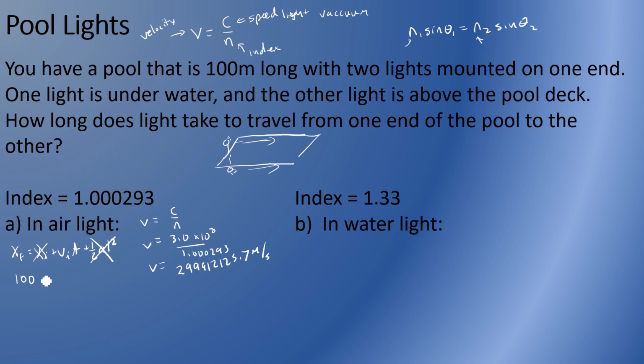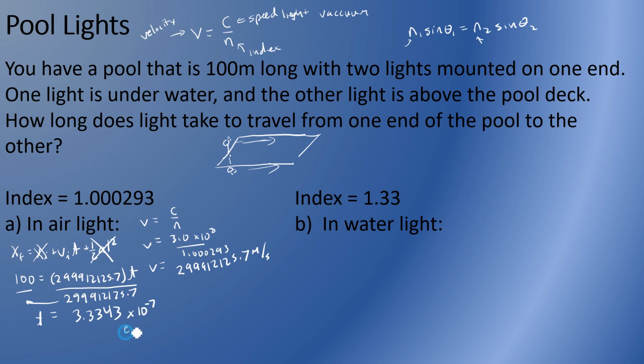So our final position is 100 meters. Our velocity is 299,912,125.7. And I'm going to divide both sides by the 299,912,125.7. So when I type that in, that will give me a time. Now it's going to be a very, very small time. And I get a time of 3.3343 times 10 to the negative 7th.